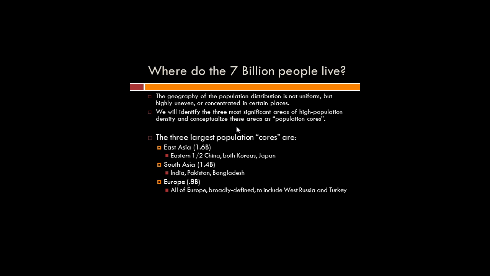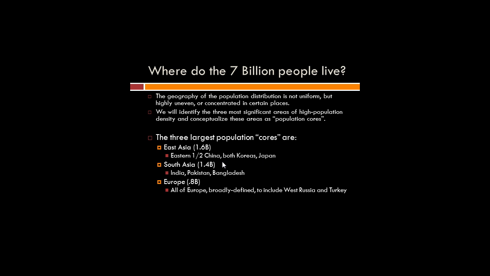So let's move on. What are the 3 most significant, most populous population core areas? I've got them represented right here, and they're ranked from the number 1 position to the number 2 position to the number 3 position. The most significant, or most populous, population core area is East Asia. East Asia has roughly 1.6 billion people, and what it includes is the eastern 1/2 of China, both Koreas, that means both North and South Korea, and also Japan.